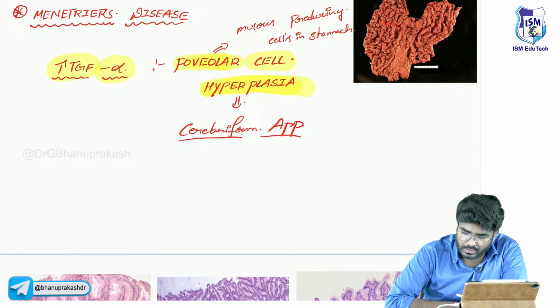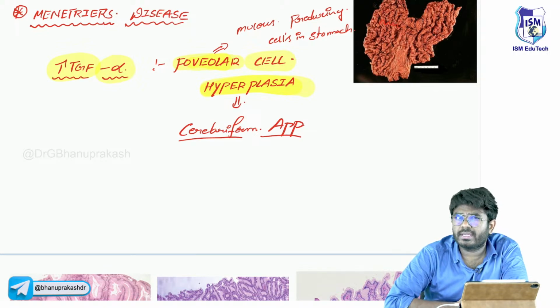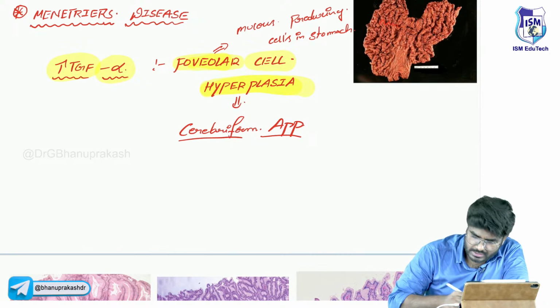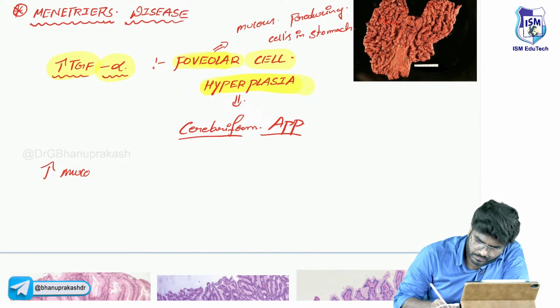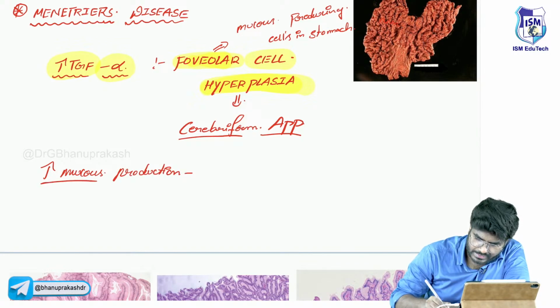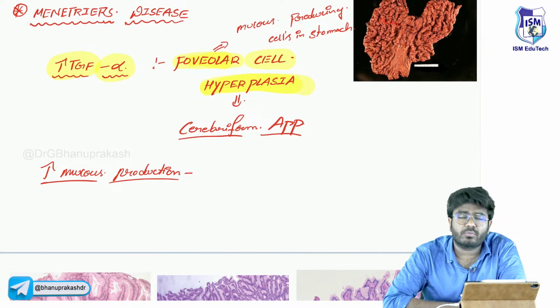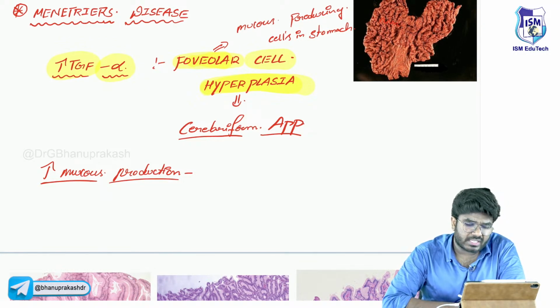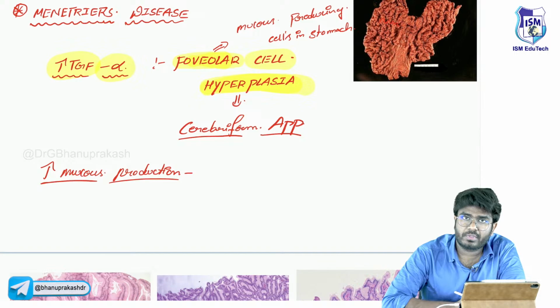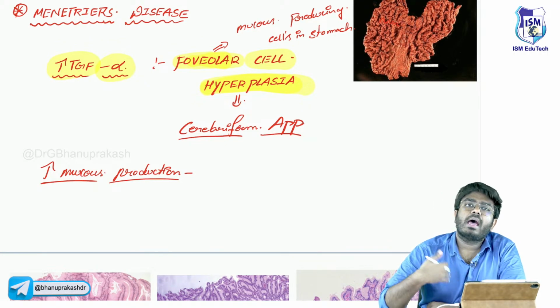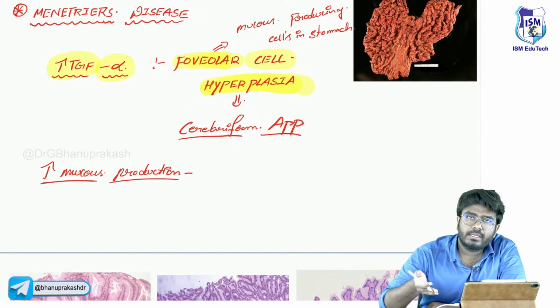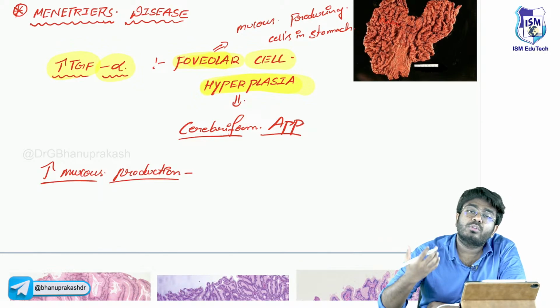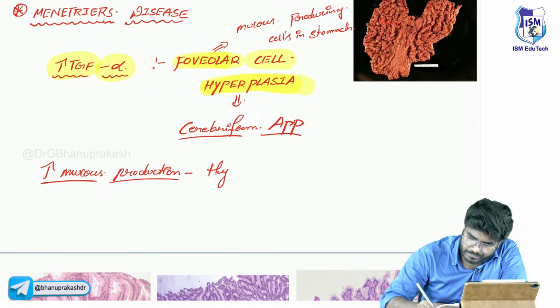Now, in this condition, what is the problem? As the foveolar cells have undergone hyperplasia, what do you think? More mucus production or less mucus production? These patients are going to have more mucus production. Unnecessarily excessive quantities of mucus are going to be secreted. Whenever there is high mucus secretion, the patient is going to go into hypoproteinemia. Mucus is a form of protein, mucin is a protein. Unnecessarily too many proteins are being secreted into the stomach, so the person will go into hypoproteinemia.